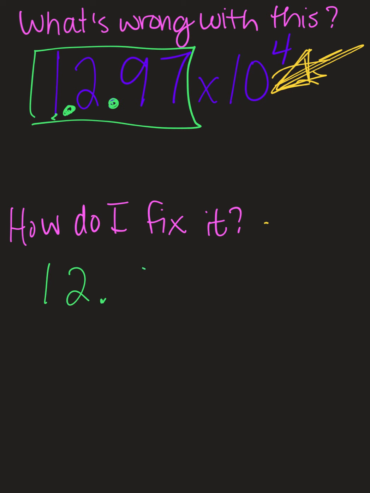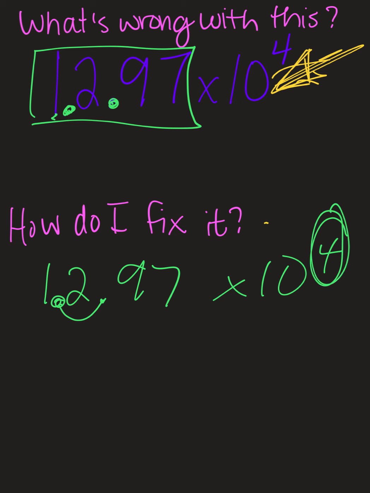Okay, 12 and 97 hundredths needs to become 1 and 297 thousandths. So pretty simple here. I move the decimal over one time to the left. But that also means I need to do something about this exponent here. Okay? If I make this number smaller, I'm going to make this number bigger. Because I have to move the decimal one more time to finally get it out to its original standard form.